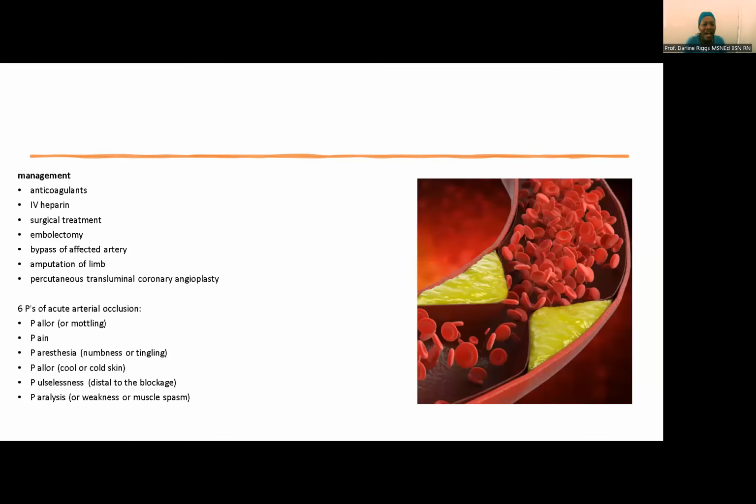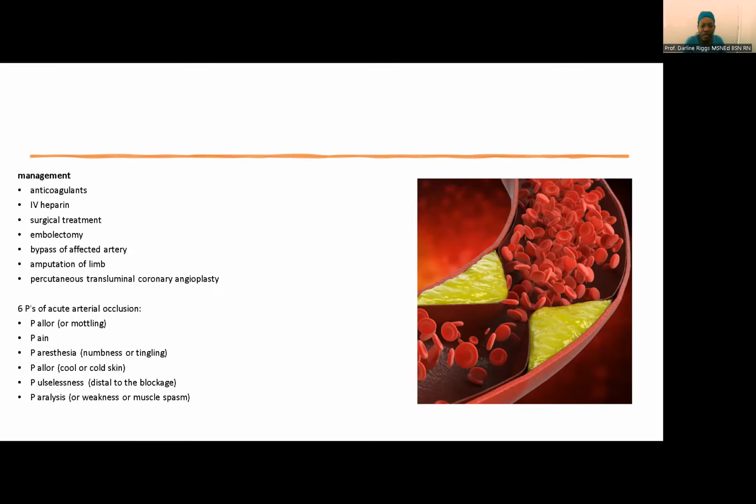Okay. So management. We need an anticoagulant. There'll be an IV heparin. It may need to be surgically removed, right? Ectomy, removal of. If it's severe, we're talking gangrene, necrosis, they may need an amputation. They need an angioplasty. So the earlier you catch this, the better.